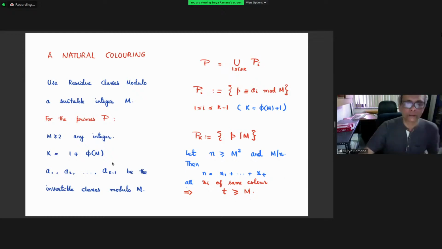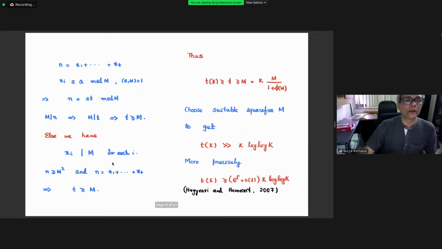The reason for this is quite simple. Let us see the reason. Suppose n can be written as x1 + x2 + ... + xt as a sum like this, and all the xi's belong, let us say, to the invertible class A mod m. This means that n is equal to A times t mod m, because all the xi's are A mod m. But m divides n and A is coprime to m, which means therefore that m must divide t. And therefore t must be at least m.